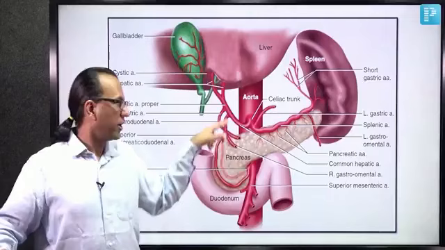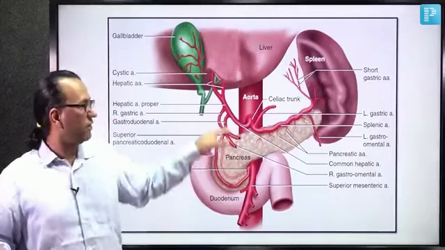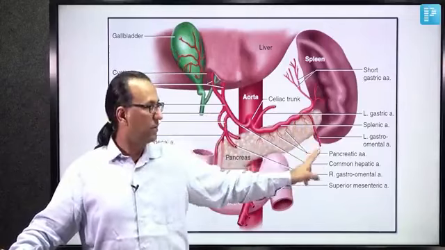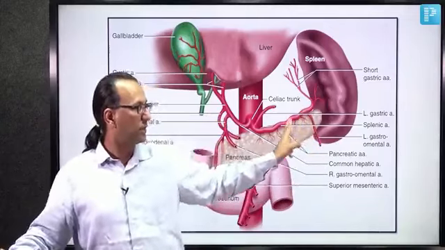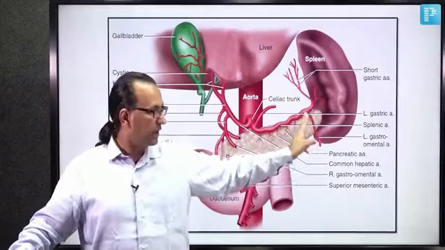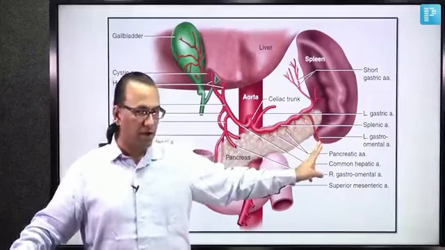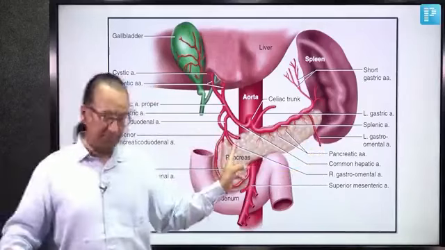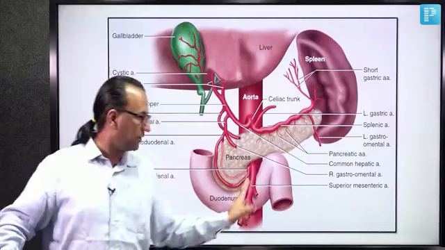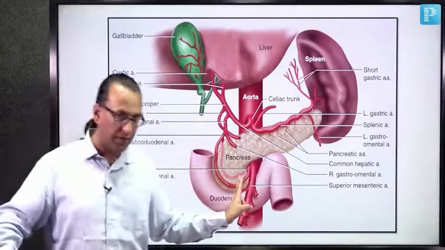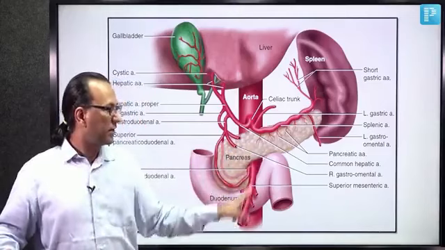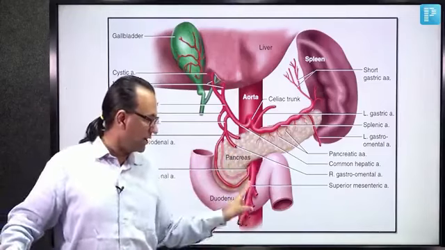Now, this right gastroepiploic artery, branch of the gastroduodenal artery, will be anastomosing with the left gastroepiploic artery, which we will be discussing as a branch of the splenic artery. And they will be anastomosing on the greater curvature of the stomach, supplying the greater curvature of stomach, the left gastroepiploic artery and the right gastroepiploic artery. Whereas the superior pancreaticoduodenal artery is anastomosing with the inferior pancreaticoduodenal artery, branch of the superior mesenteric artery, supplying the midgut. Superior mesenteric artery itself is a branch of the abdominal aorta.